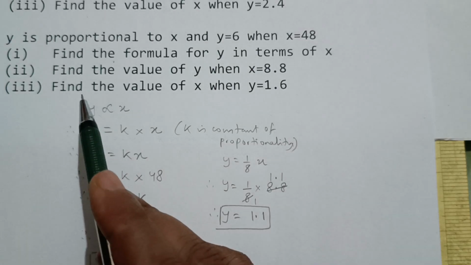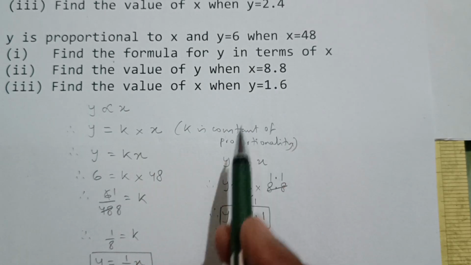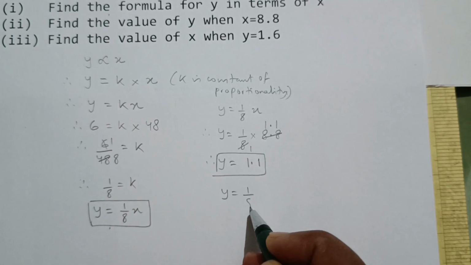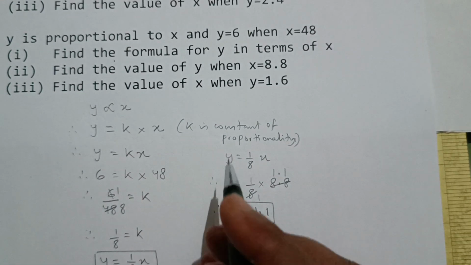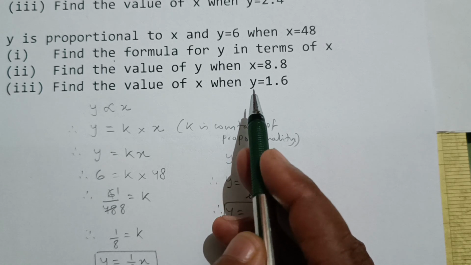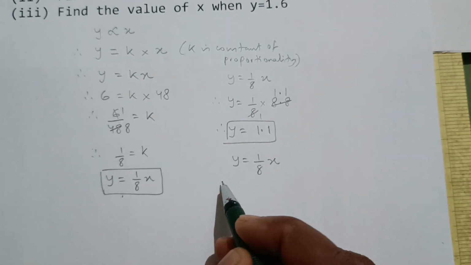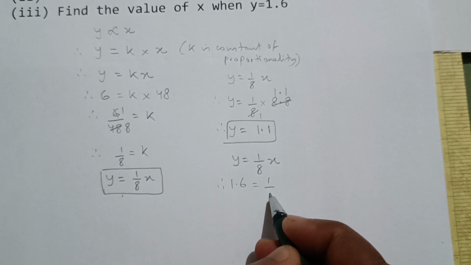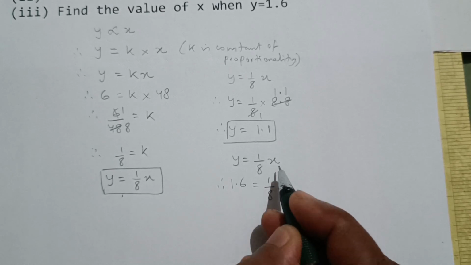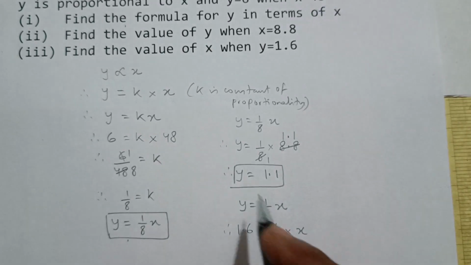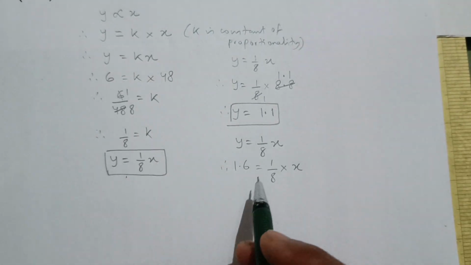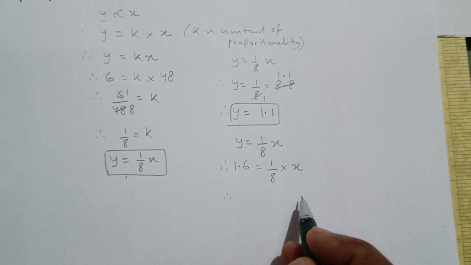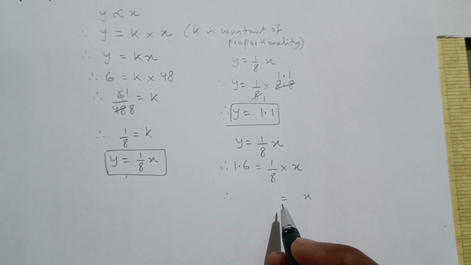Then we have to find the value of x when y equals 1.6. So the formula is y equals 1 by 8 x. Now here I have been given the value of y. Y is 1.6, so instead of y, I will write 1.6. So 1.6 equals 1 by 8 multiplied by x. So I have to find the value of x. What is x?